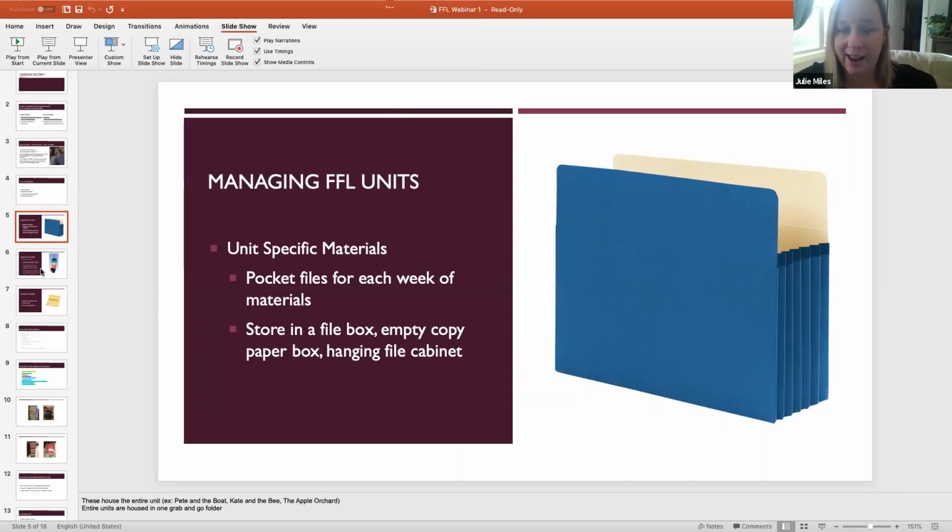The picture that I have on this slide is showing a pocket file. And I've got one here too. It's a pocket file and it has the accordion style on the side because you have a lot of materials. So the best way to house your entire unit is going to be in a big accordion style pocket file, because then these files can go into a big box.